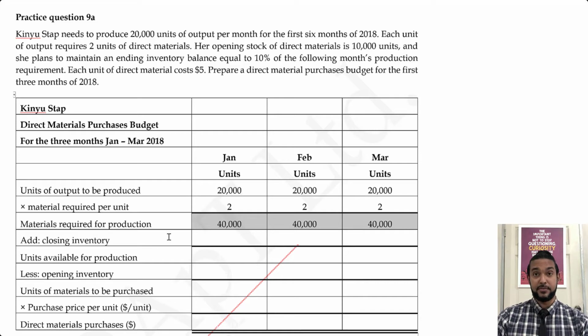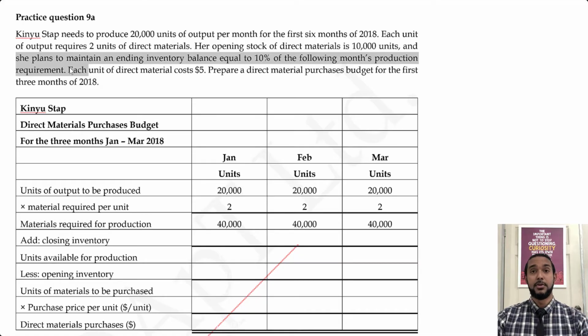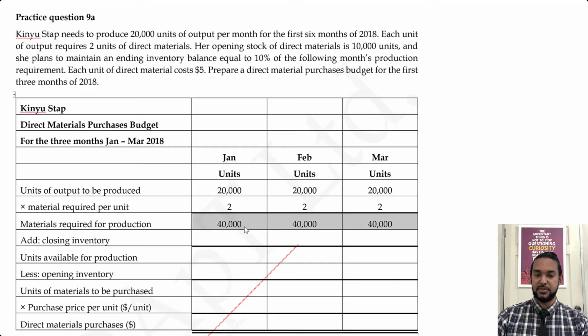Now, time for an interesting part, the closing inventory. So let's go back to the information in the question and take a read. So it says she plans to maintain an ending inventory balance equal to 10% of the following month's production requirement. So the ending inventory in any given month is 10% of next month's production requirement. So this row gives us the materials required for production in any given month. So we need 10% of the following month's requirement. So 10% of 40,000 is just 4,000.